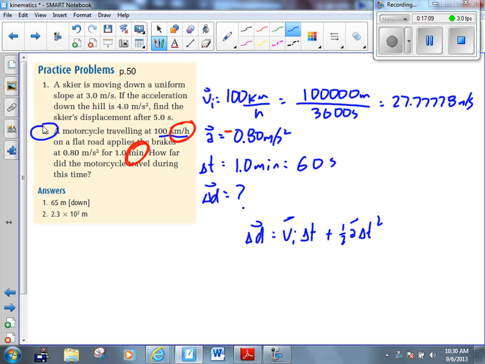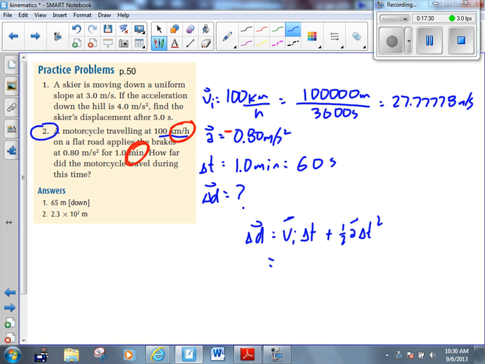If it hasn't changed direction, what do we know about the value of distance and displacement? Somebody said it? They're the same. They're not going to change. So if we can find displacement, then we've got the distance, right? It's the same number for distance. So let's do that now.